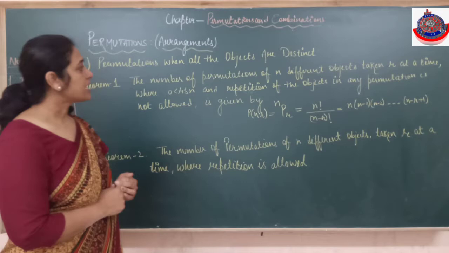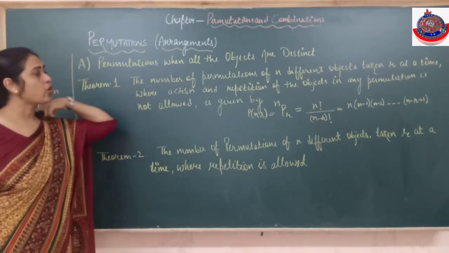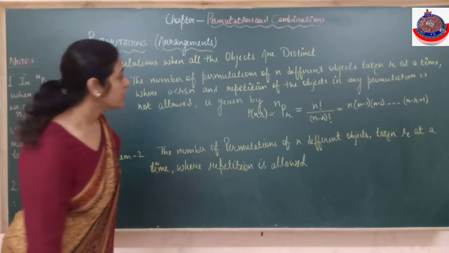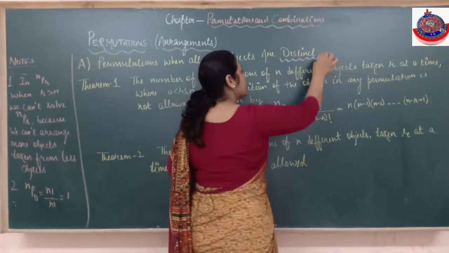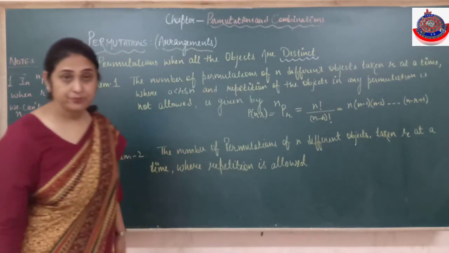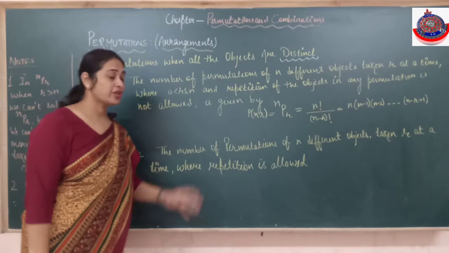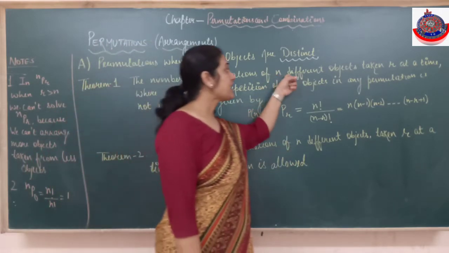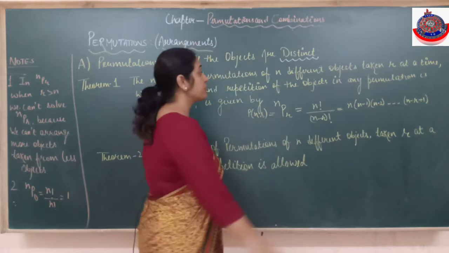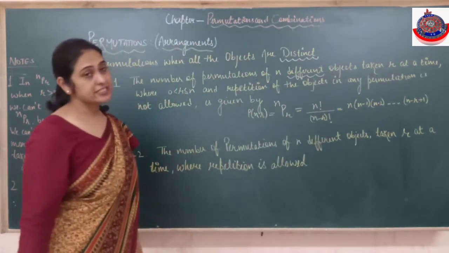So we'll start with the first part: permutations when all the objects are distinct, different. Now theorem 1 is the number of permutations, meaning the number of arrangements, of n different objects. First of all, we are doing the case of n different objects taken r at a time.